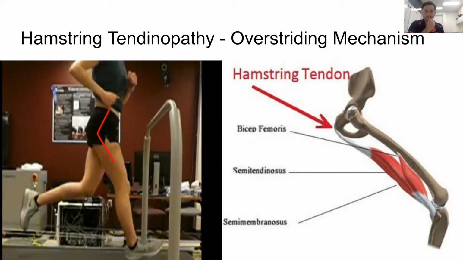Yeah, definitely. I suppose it is predominantly that hip flexion angle and stretching of the tendon, but overstriding is just a possible way of achieving that.